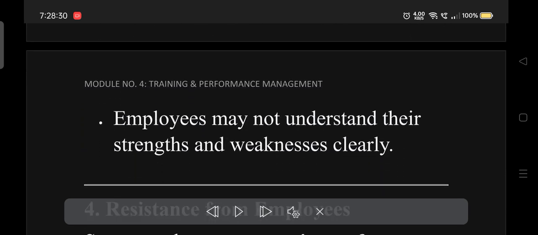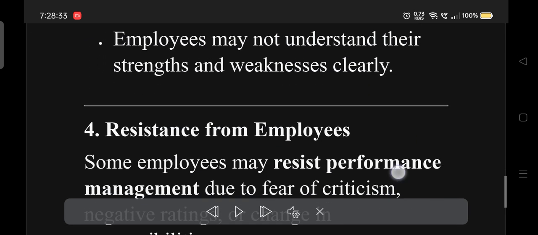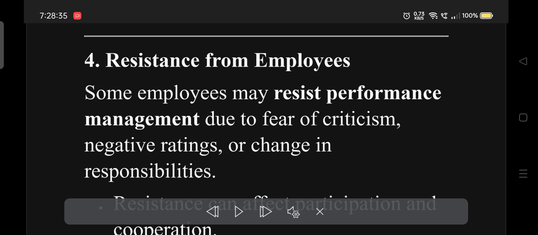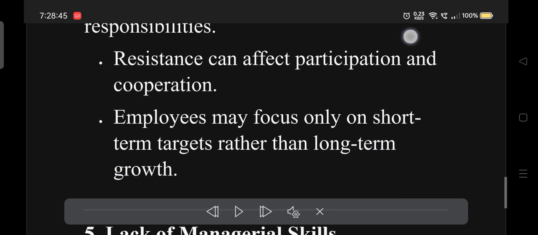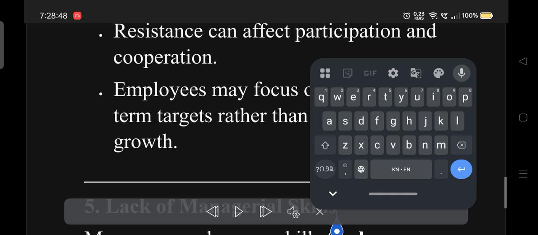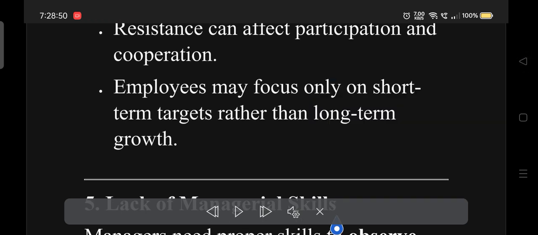Employees may not understand their strengths and weaknesses clearly. 4. Resistance from employees. Some employees may resist performance management due to fear of criticism, negative ratings, or change in responsibilities. Resistance can affect participation and cooperation. Employees may focus only on short-term targets rather than long-term growth.